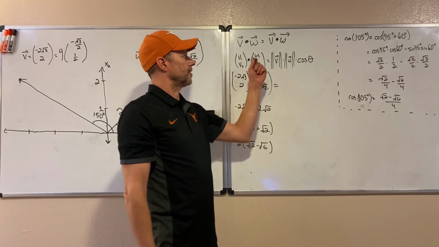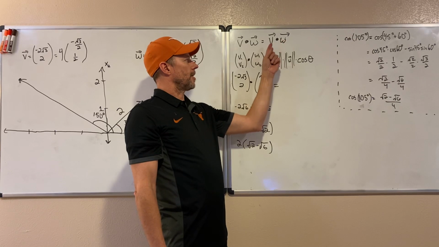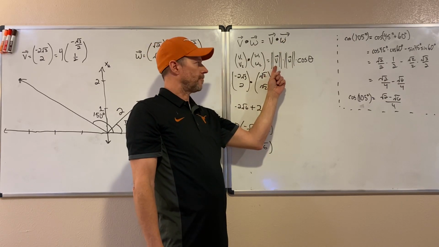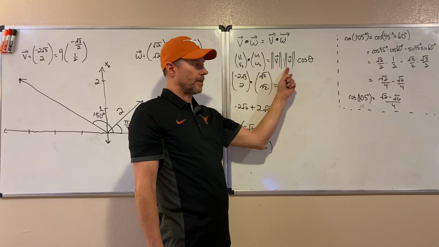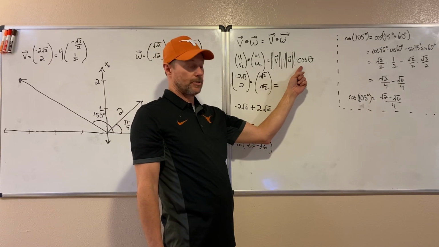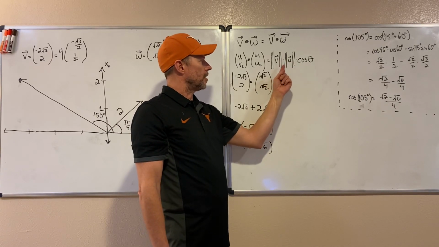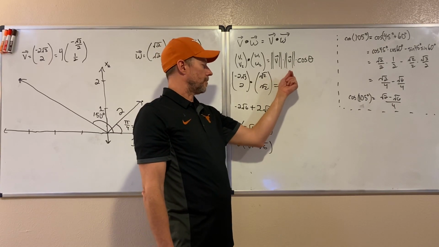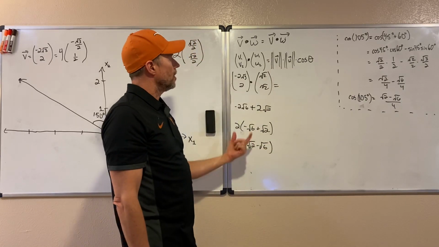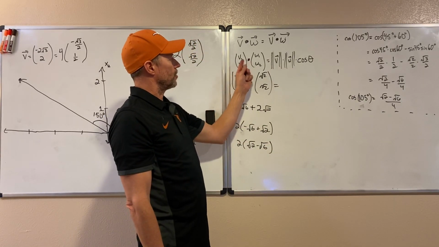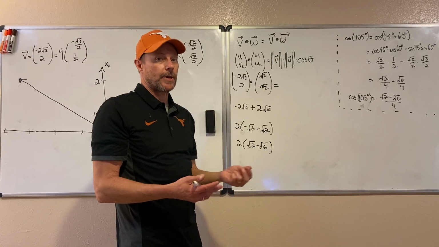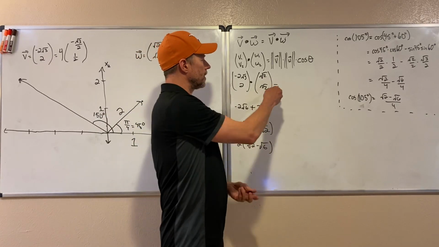Now there's another definition. You can also define the dot product as the magnitude of the first vector times the magnitude of the second vector times cosine of the angle between them. Well, this is a number, this is a number, this is a number, so this is going to be a number. So we see that the dot product takes two vectors and maps them to a number. So let's get this number.